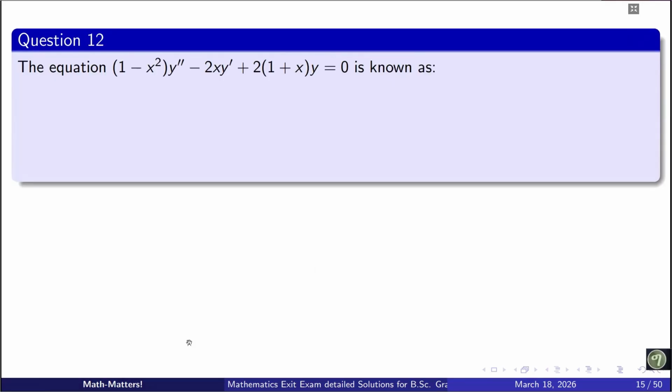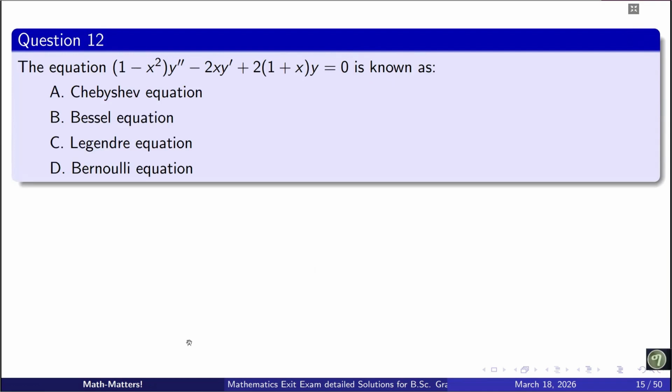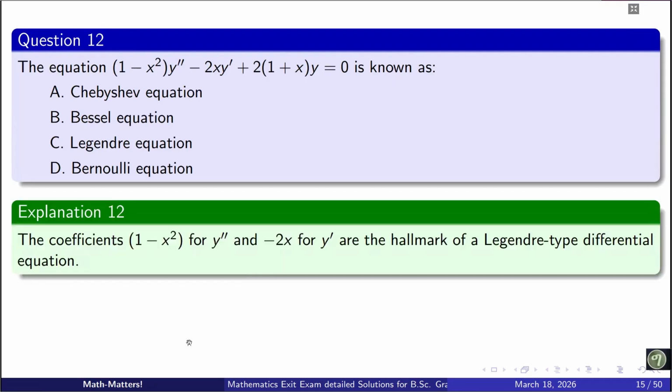Next question. The equation (1 minus x squared) y double prime, or simply y second derivative, minus 2x times y derivative plus 2 into (1 plus x) y is equal to 0 is known as: A. Chebyshev equation, B. Bessel equation, C. Legendre equation, D. Bernoulli equation. The coefficient 1 minus x squared for y second derivative and minus 2x for y derivative are the hallmark of Legendre type differential equation.